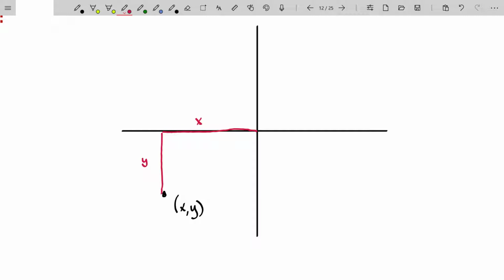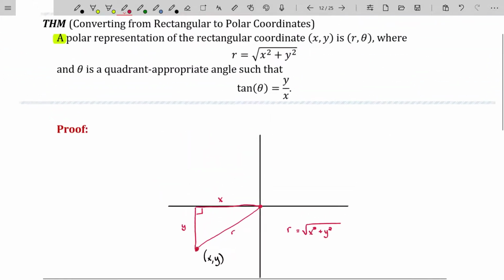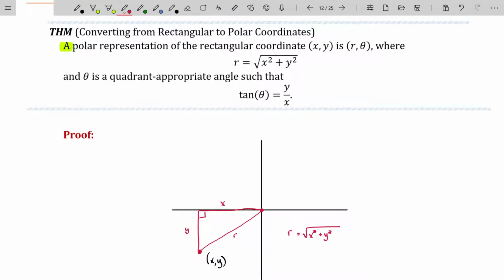When you're figuring out what this point is in terms of polars, you want to know what is the distance from the origin to this point right here, and that would be the hypotenuse of this triangle. And that hypotenuse is actually, via the Pythagorean theorem, the square root of x squared plus y squared. And so there is the first part. r is the square root of x squared plus y squared. It's just right triangle trig. Actually, not even that. It's just the Pythagorean theorem.